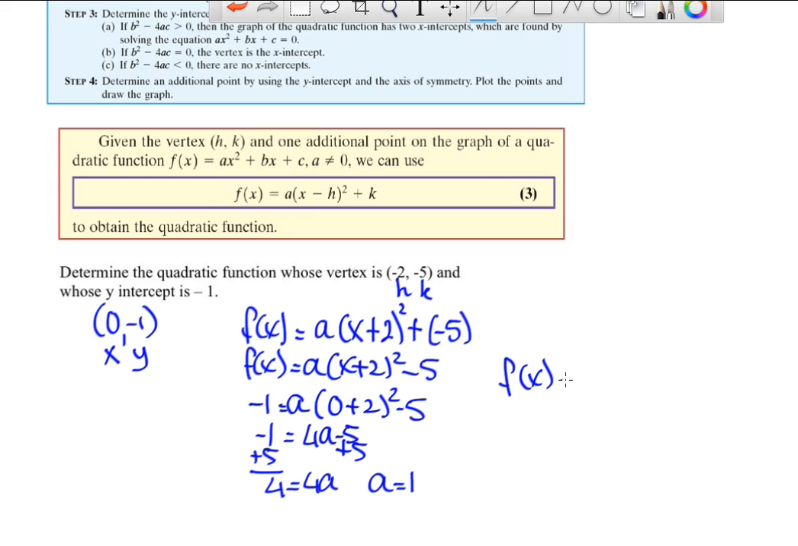So finally you get 1 for a, so you can leave it as x plus 2 squared minus 5.